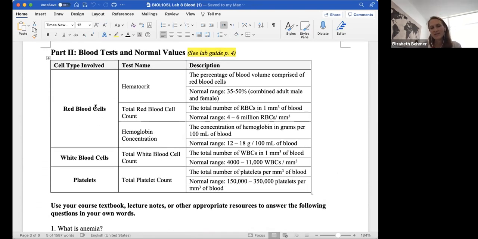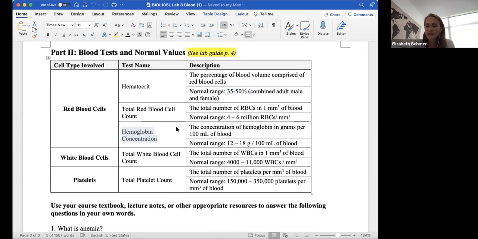So in order to test the number of red blood cells in the sample, we can take a hematocrit, which is the percentage of blood volume comprised of red blood cells, and the normal range is about 35 to 50% of a blood sample will be red blood cells, and usually males have a slightly higher hematocrit than females. Total red blood cell count is the total number of red blood cells in 1 millimeter cubed of blood, and you have about 4 to 6 million red blood cells.